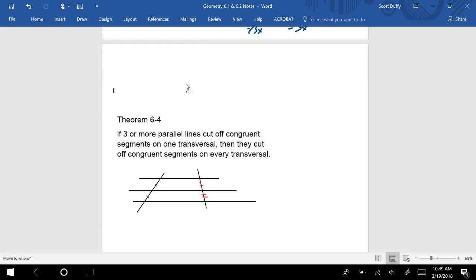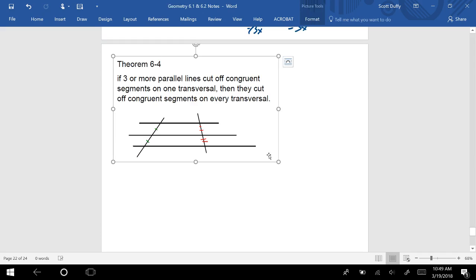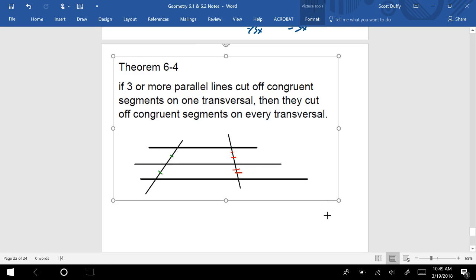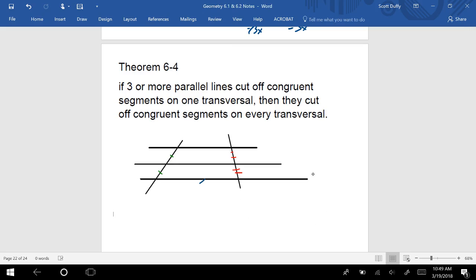This last theorem is really very simple. All we're saying is that if we have parallel lines, all of these lines are parallel, and we know that one transversal is cut into equal parts between the parallel lines, then every transversal, no matter where you draw it, as long as it's a straight line cutting through all of those, the parts in between are going to be equal. So we have congruent segments. That's all there is to it.